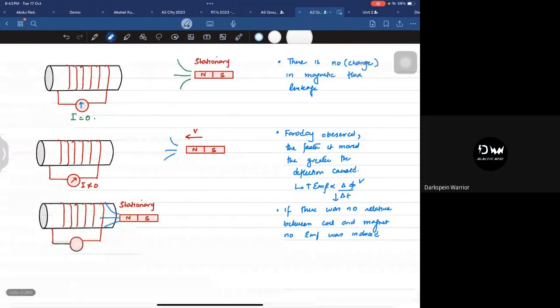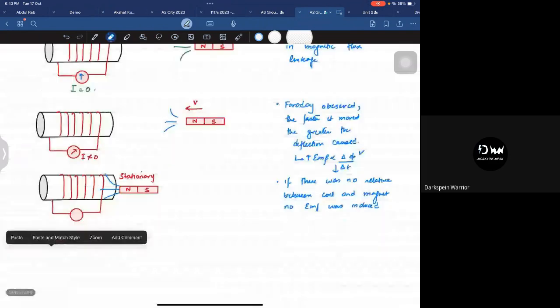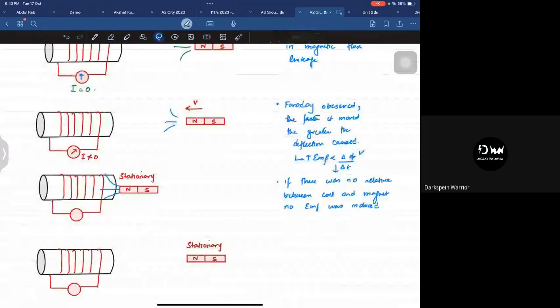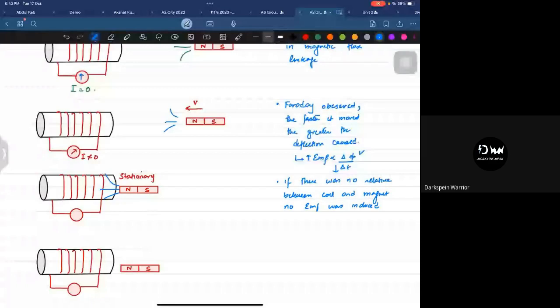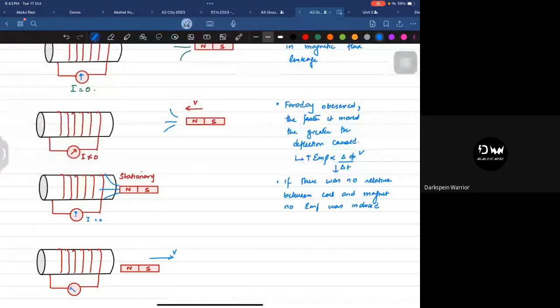Then what he noticed was that when this magnet was moved in the other direction, like it's right here right now, and now it is moved away from it. So right now there is no current, but when it is moved away, it started showing current in the opposite direction. Do you guys understand that?